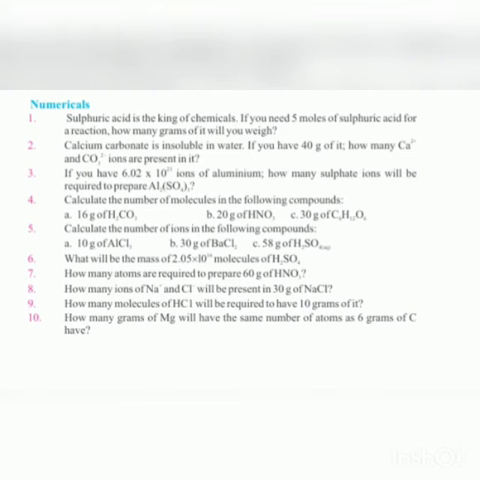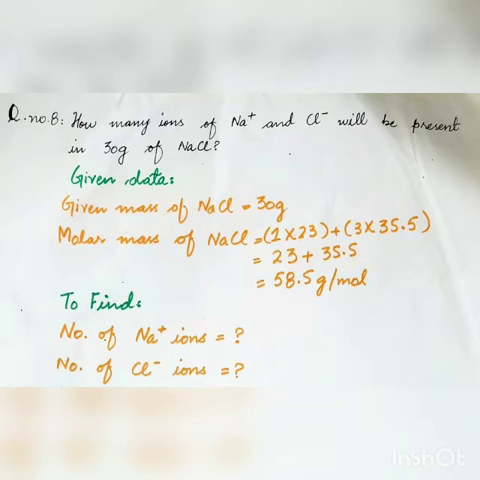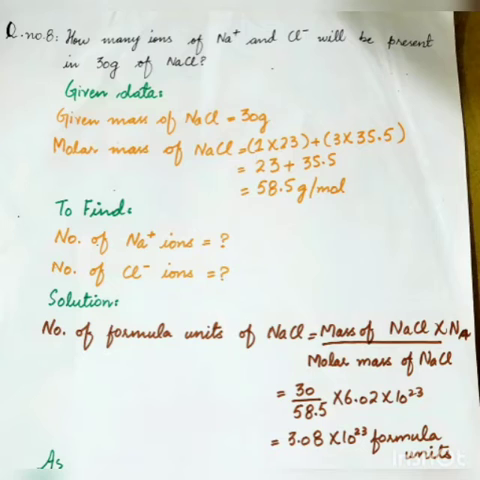atoms. Our next numerical is: how many ions of sodium and chloride ion will be present in 30 gram of sodium chloride? Here we have 30 gram of sodium chloride, and we know the molar mass of sodium chloride is 58.5 gram per mole. What we have to find is the number of ions, the number of sodium ions and the number of chloride ions. We can calculate the number of formula units of sodium chloride by the formula: mass of sodium chloride over molar mass of sodium chloride multiplied by Avogadro number.